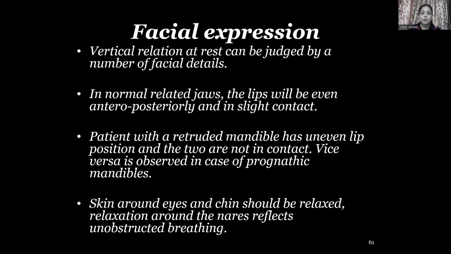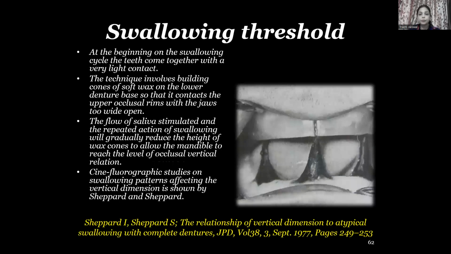So in normally related jaws, the lips will be evenly in contact. In this method, we use facial expressions like the skin around the eyes and the chin, which should be relaxed, and the patient's position and profile should be straight, and all these expressions can be used as a guide.